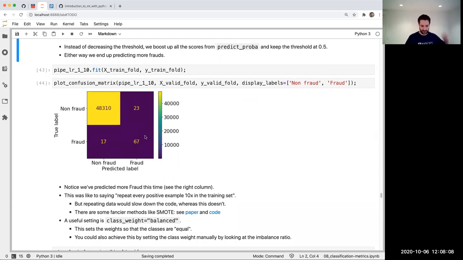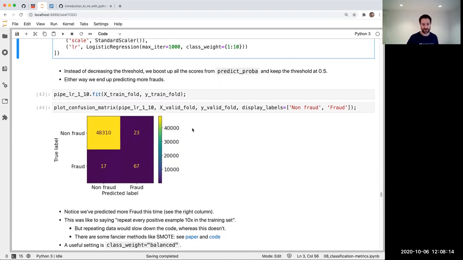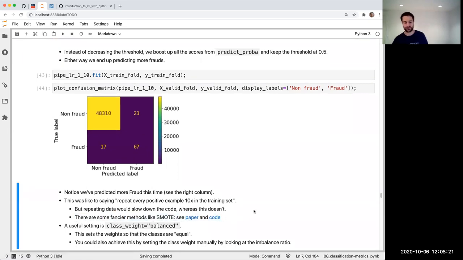Yeah, so class weight is kind of a simple scikit-learn thing. You just add class weight and then you're done, basically. There's some fancier approaches to imbalance. There's something called SMOTE that I linked to here. We're not going to go into it in this course, but this is something that people think about, which is how to deal with this imbalance other than just changing the threshold.